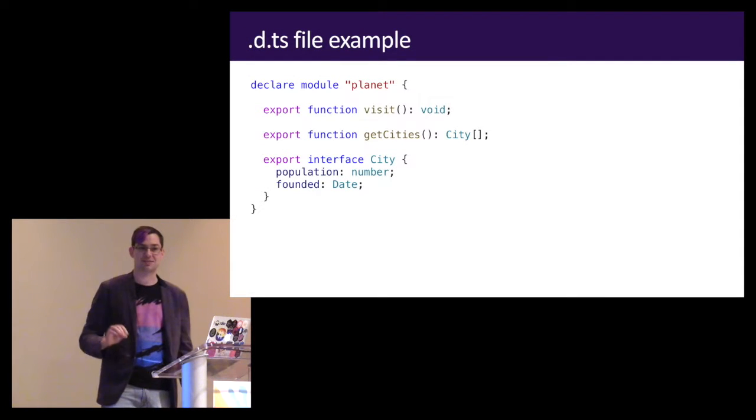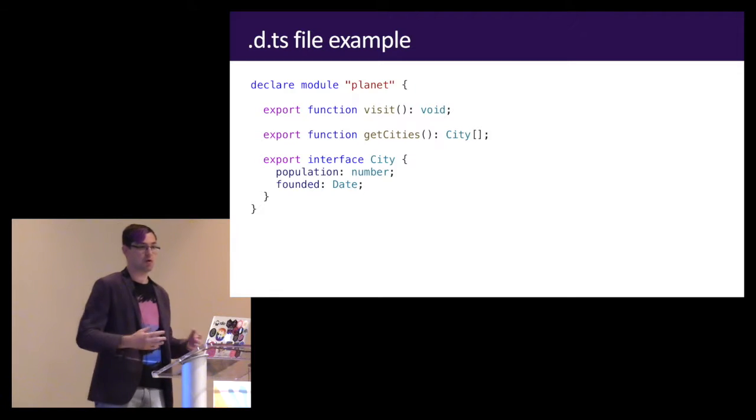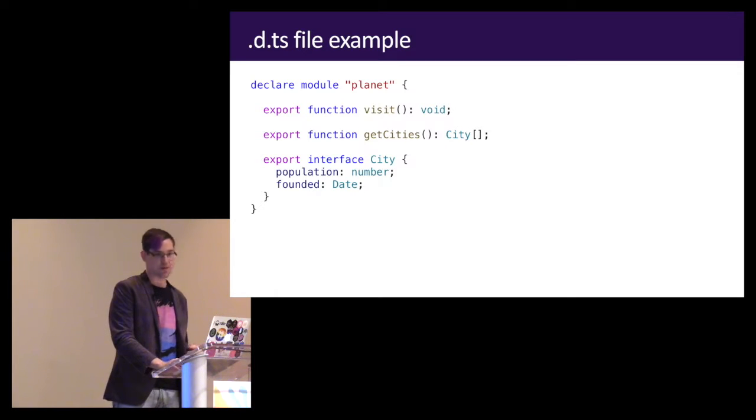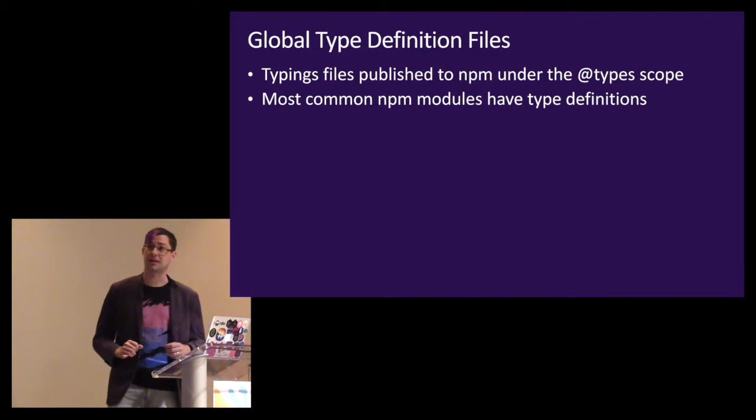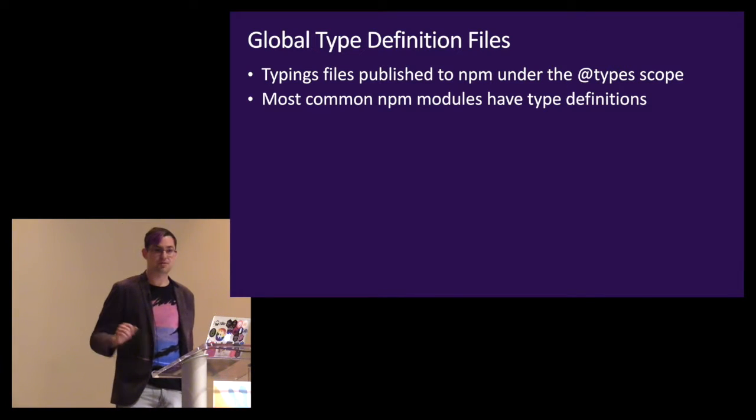Now, writing these by hand is kind of tedious, and you definitely don't want to have to do that for all of your dependencies. That would just take forever and kind of make it not worth it. So we have a solution for that. And that is what we call global type definition files. In the NPM registry, there is a scope called @types.